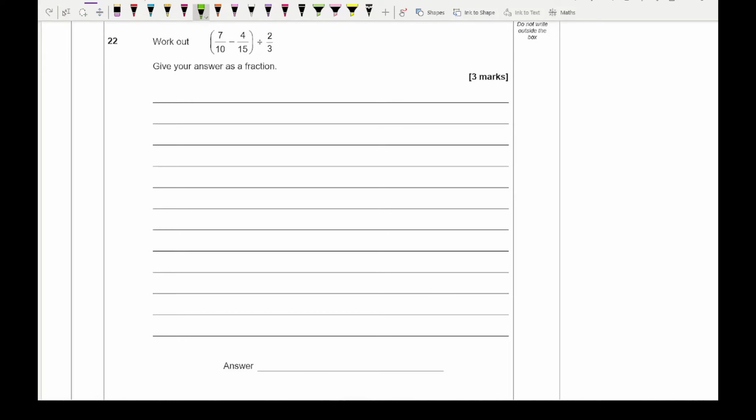So for this, what we need to do first is work with the bracket first. So we've got 7 over 10 minus 4 over 15. So again here, what we want to do is get a common denominator. So from this, our common denominator is going to be 30. So to get 30, we multiply the first fraction by 3. So 7 times 3 is 21. And then to get the second fraction with a denominator of 30, we multiply it by 2. So that's going to be 8. So 21 take away 8 is going to give me 13. So it's 13 over 30.